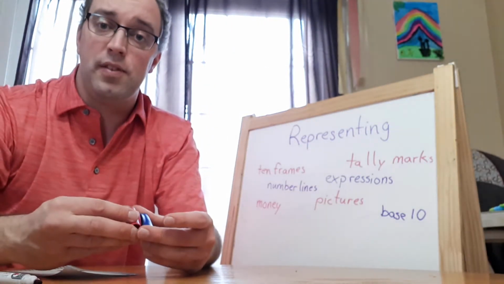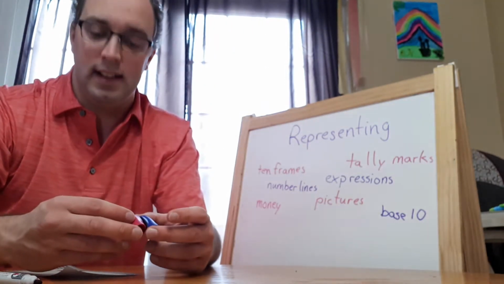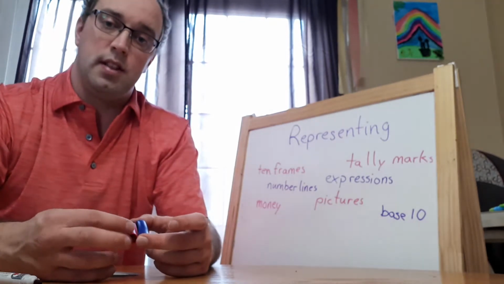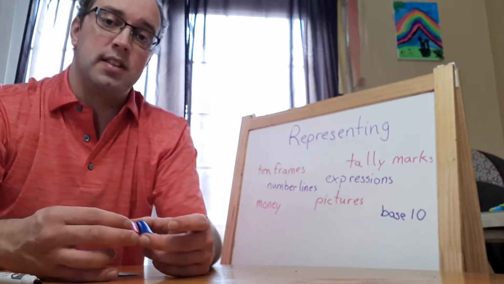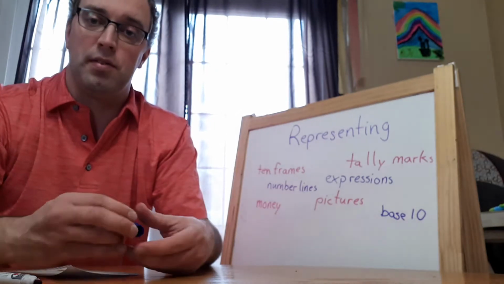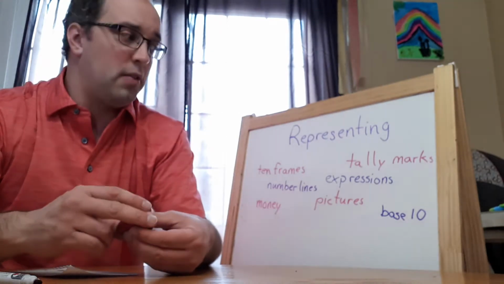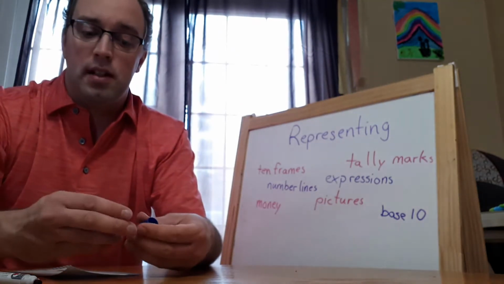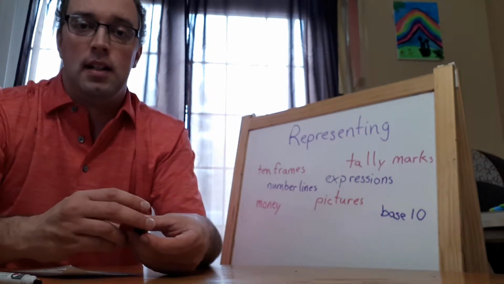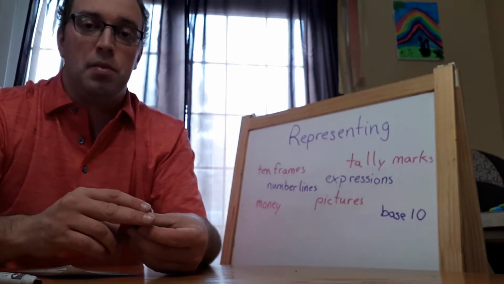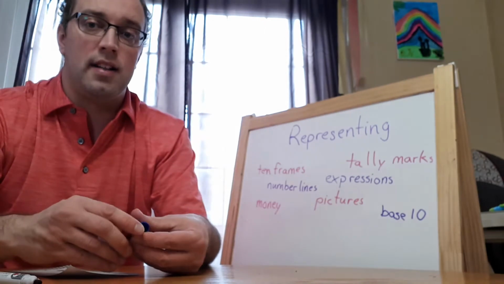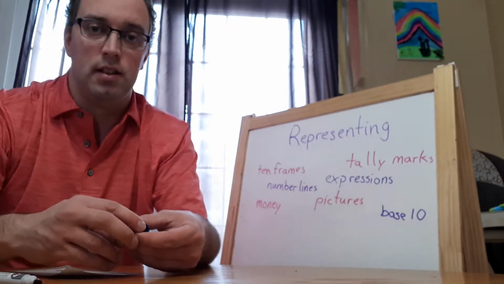Hey everybody, in this video I'm going to talk about what representing is, what we can use to do it, and I'll give a few examples of it in multiple different ways. Alright, so what is representing? Simply put, it's showing how a number can be made. That's the very simple explanation of it, however it is not a simple task for our students to do.